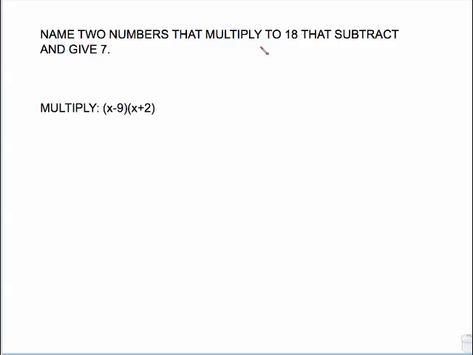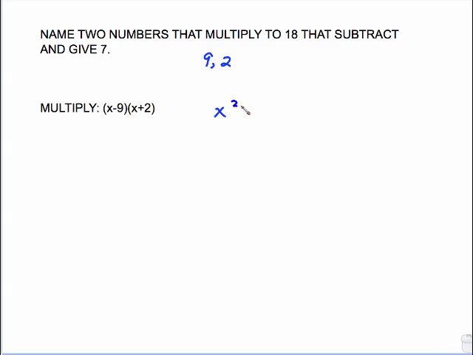Can you name two numbers that multiply to give you 18, that when you subtract them, you get 7? What are your factors of 18? Think about those, and see which ones, when you subtract them, give you 7, and you should have come up with 9 and 2. All right, let's do like we did a minute ago and FOIL this out.